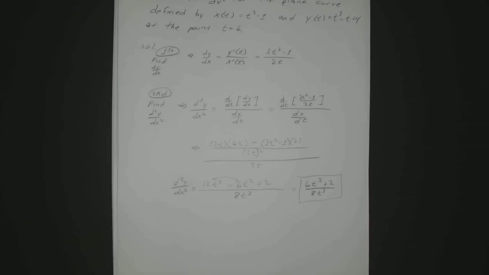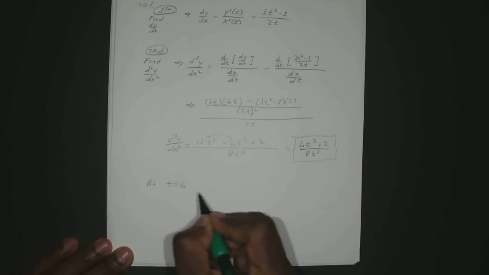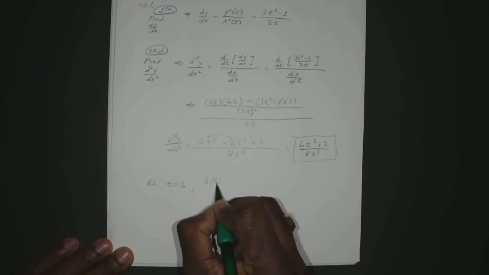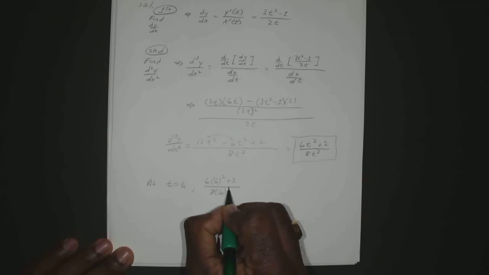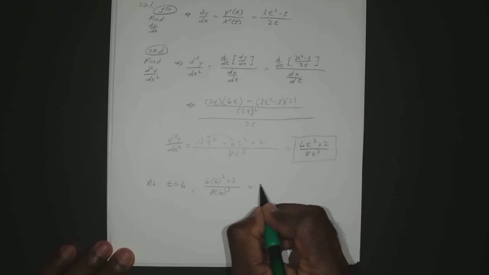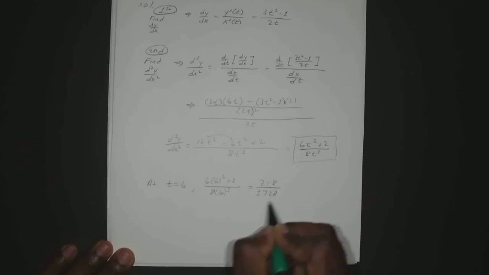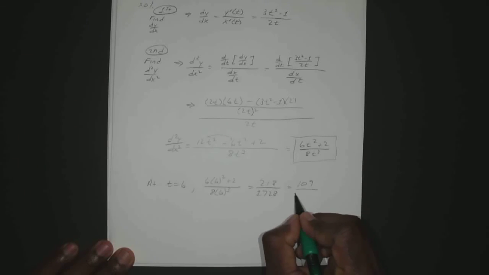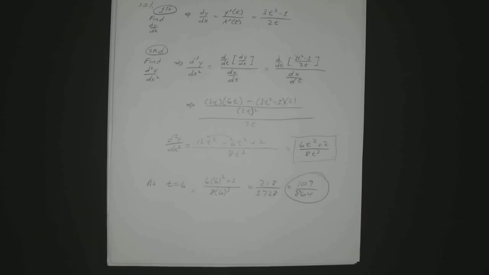Okay, so now we just have to find it at t equals 6. You have 6 times 6 squared plus 2 divided by 8 times 6 to the third, which becomes 218 over 1,728, which simplifies to become 109 over 864.